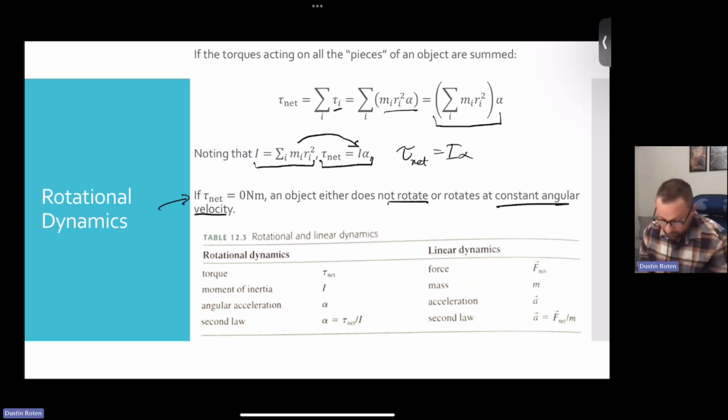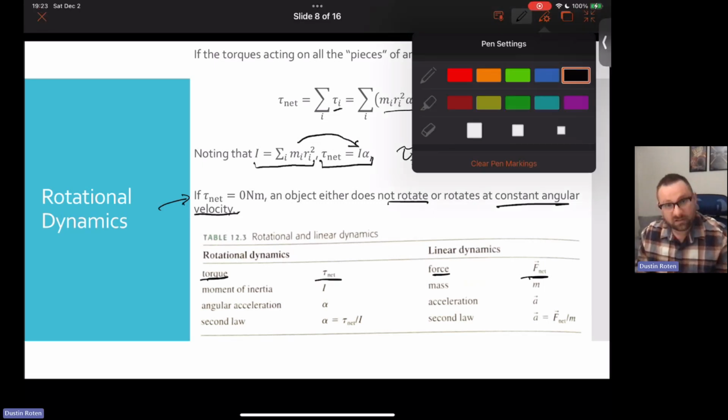And you'll remember that from Newton's second law. If Newton's second law is F equals ma, but you sum all that up and it equals 0, an object is either not moving or moving at constant speed. So it's very similar. Here I've included a table that sort of drives this point home, but we have linear dynamics over here. So a force in linear world is the same thing as just a torque in rotational world.